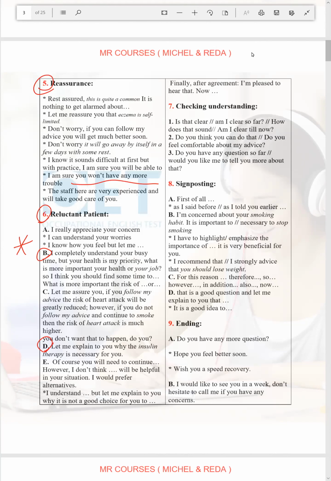Of course, you will need to continue. However, you can complicate the sentences with conditions, and you have to show your language ability by mentioning if, however, thus, additionally, fortunately, which, who. All of this will strengthen your level in English language. Okay, I understand, but let me explain to you why it is not a good choice for you to do whatever. Finally, after agreeing, I am pleased to do that.